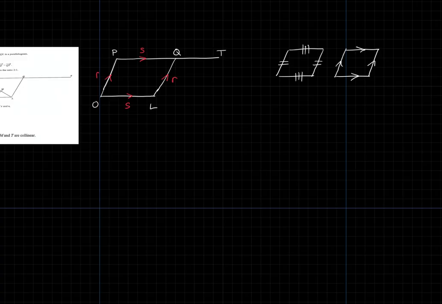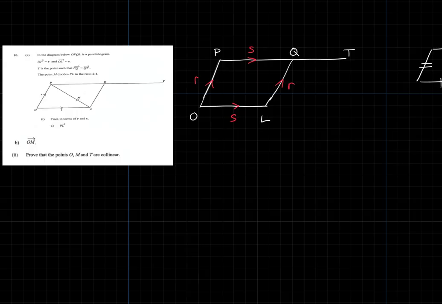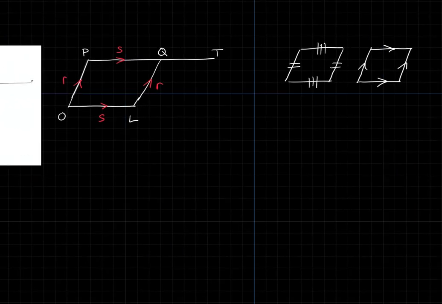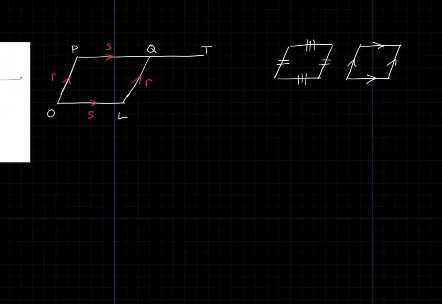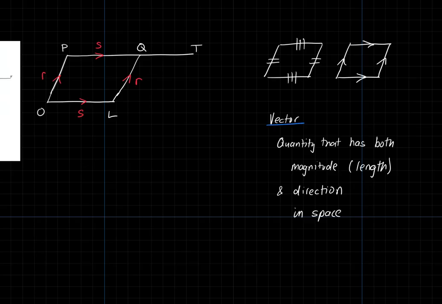So notice what I'm doing. I'm not even interested in what they're going to ask. I am just using my knowledge of parallelogram and vectors to put more information on the diagram. But what is a vector? A vector is a quantity that has both magnitude, which means length, and direction, which means going one way or the other in space. It has a very specific direction.